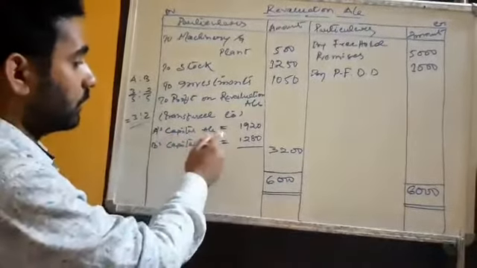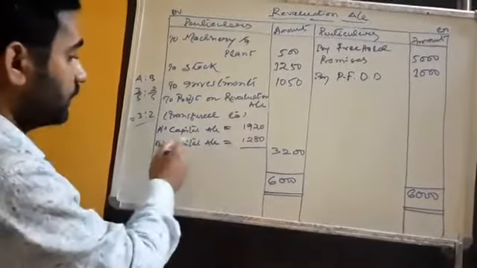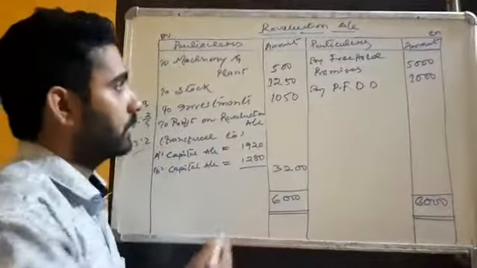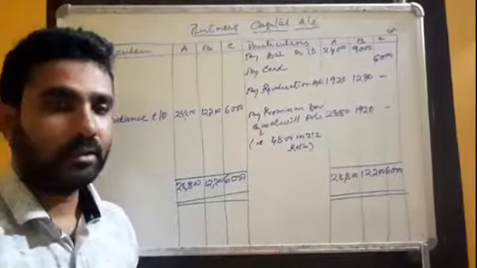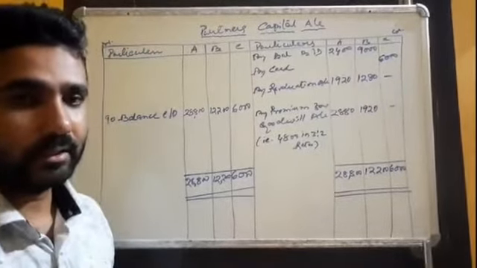So A's capital account gets 1,920 rupees and B's capital account 1,280 rupees. So that's up to the revaluation account, and next we'll prepare the partners' capital account. Now I'm going to show you how to prepare the partners' capital account.